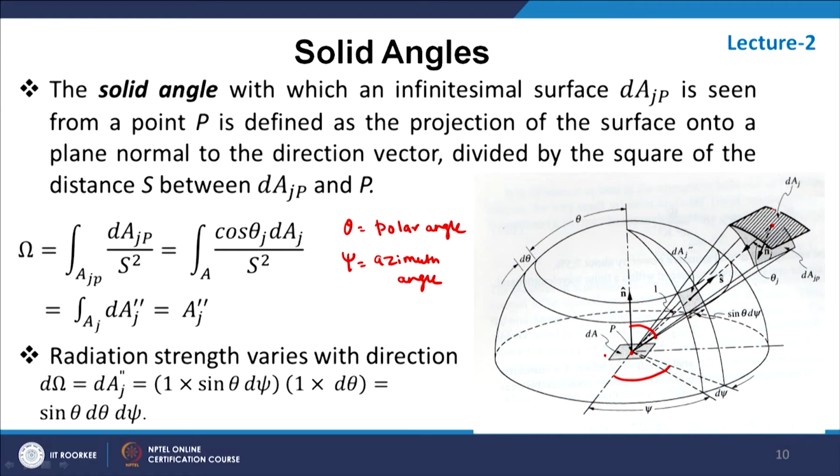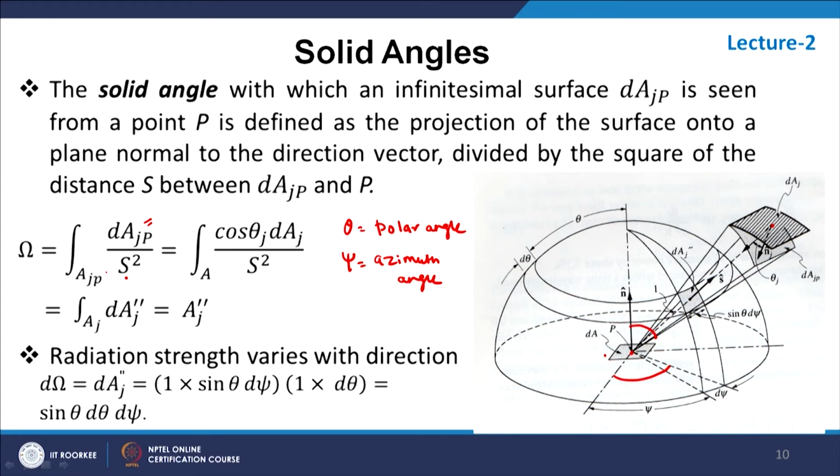So, we define solid angle as the projected area dAjP, this is the projected area onto this direction, divided by the square of the distance of this projected plane from the point we are looking at. So, we are trying to find out the solid angle of this plane dAj from point P, which is on the plane dA. The solid angle by which this plane dAj is seen from P is equal to dAjP, the projected area, divided by distance S square. S is the distance of this projected plane from the point P. So, this is the solid angle, and it gives you the idea of the directional dependence of radiation.